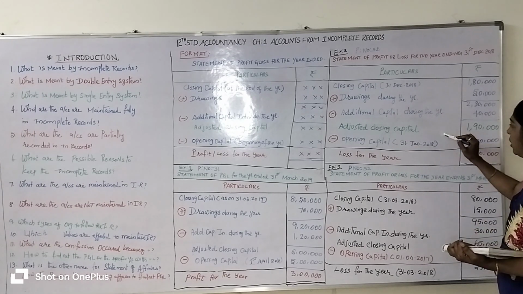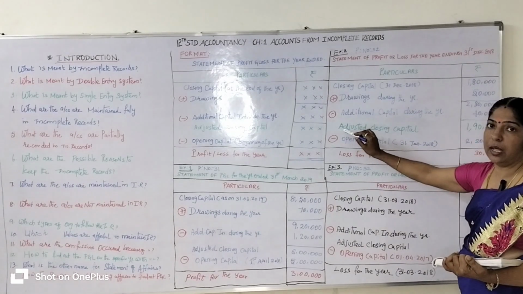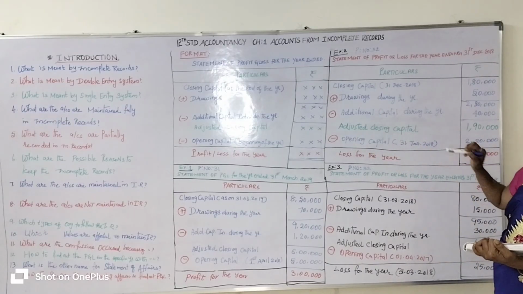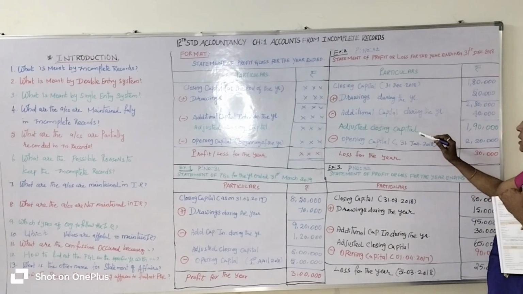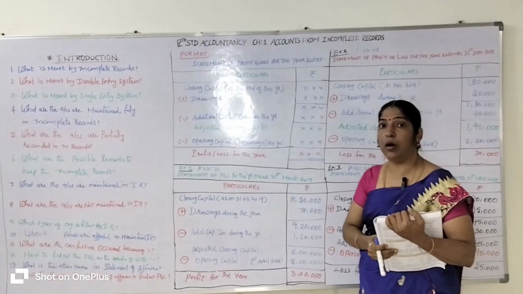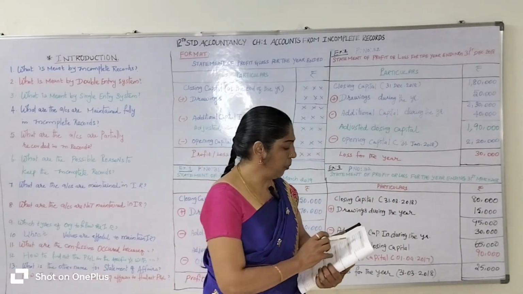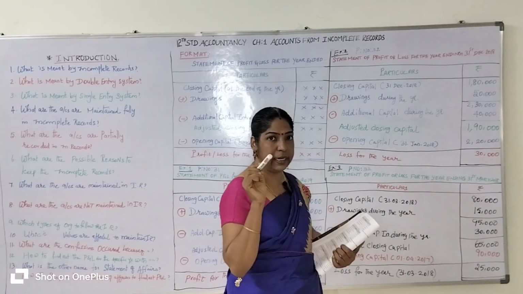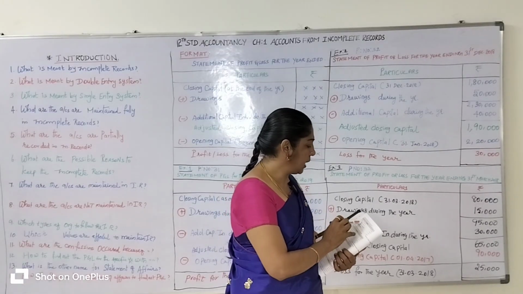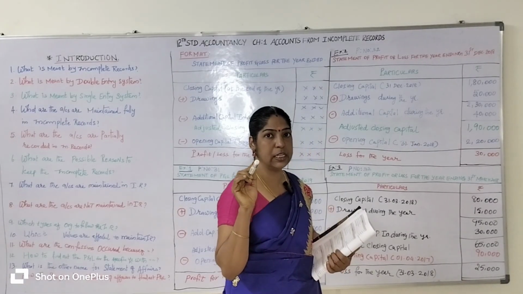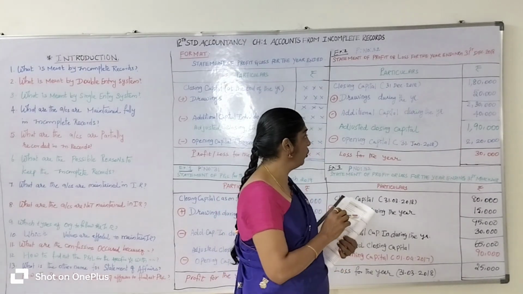That 1,90,000 rupees is called what? Adjusted closing capital. With the adjusted closing capital we are going to subtract the opening capital. So the opening capital, capital as on 1st January 2018, is called the opening capital. Its value is how much?